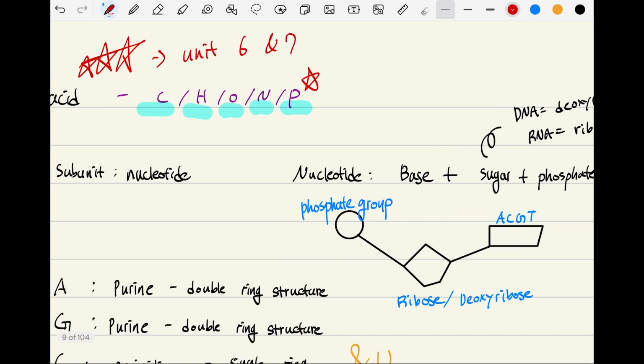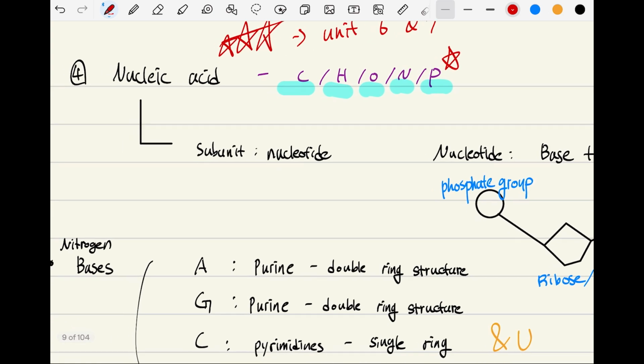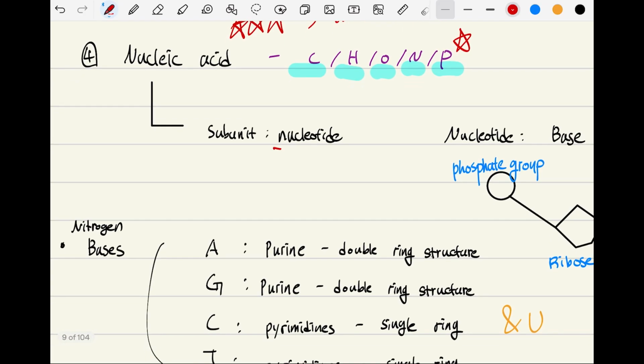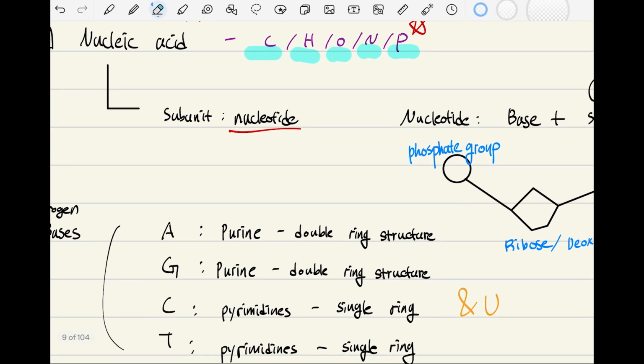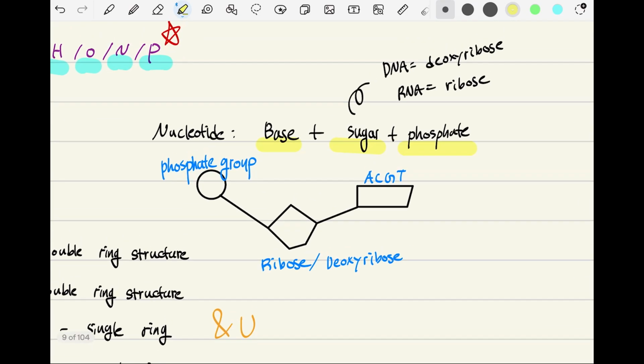And this is important because nucleic acid is the only macromolecule that uses phosphate for composing itself. So the subunits of nucleic acids are nucleotides, and these nucleotides are made of base plus sugar plus phosphate.